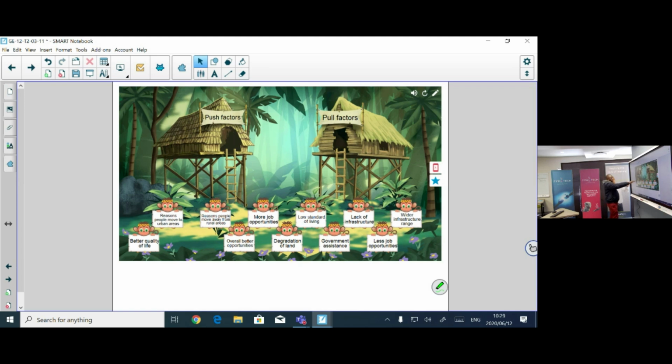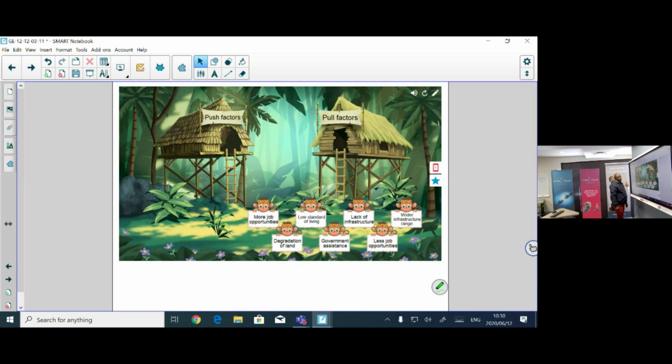And then reasons to move people to urban areas. Oh, it has been refused. So let's put it here. It has been accepted. Better quality of life. Is it a push factor? No, it is actually a pull factor. Then let's continue. Reasons people move away from rural areas. It's accepted. Overall better opportunities. Is it a push factor? No. So that means it is a pull factor.